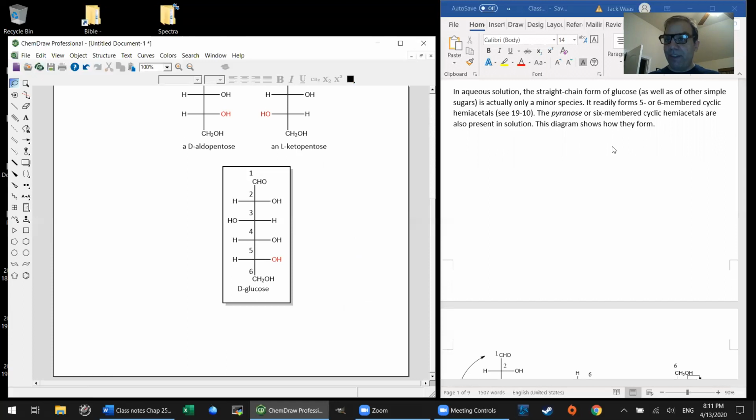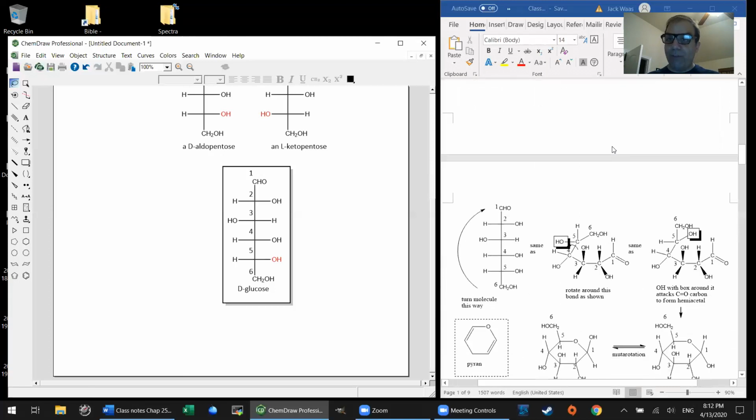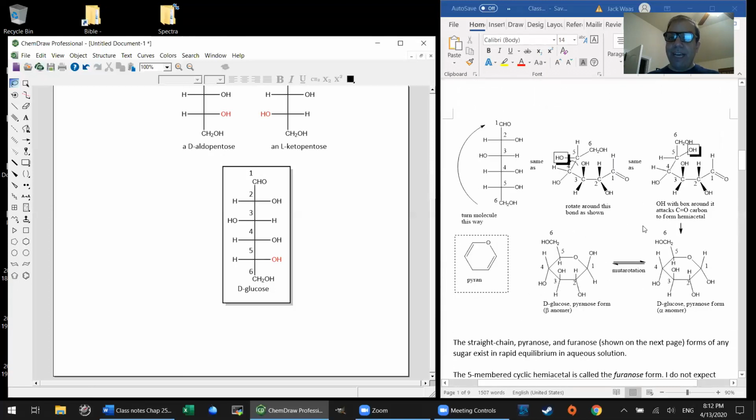And we talked about acetals and hemiacetals in chapter 19. So please do review that. You're going to be responsible still for knowing those reactions, knowing their mechanisms, etc. And so, 2 of these cyclic hemiacetals are called the pyranose forms.